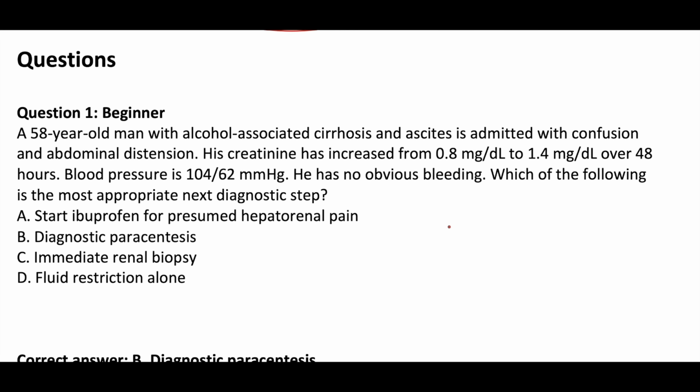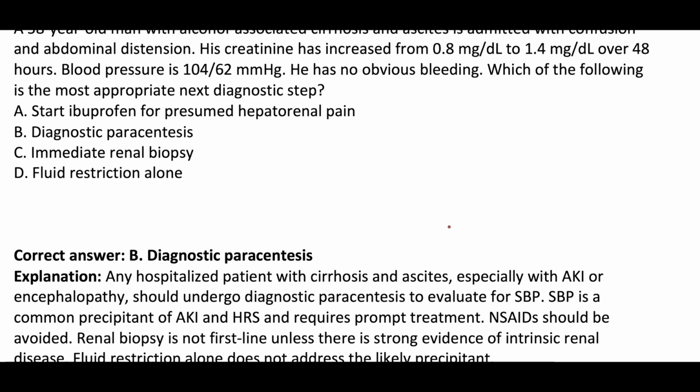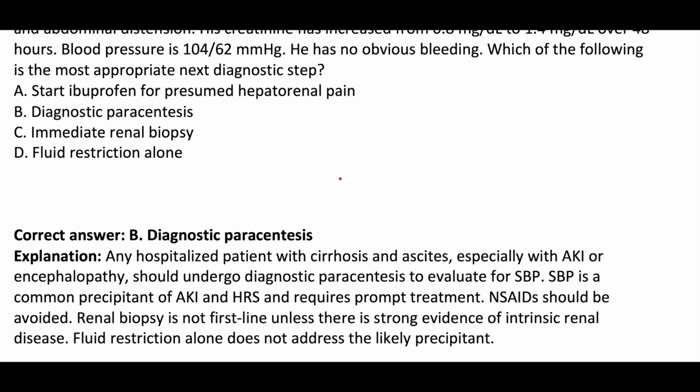The correct answer is B, perform a diagnostic paracentesis. So remember, any hospitalized patient with cirrhosis and ascites, especially one with acute kidney injury, should get a diagnostic paracentesis to evaluate for SBP. This is a common precipitant for AKI and HRS and needs to be promptly treated. You shouldn't be giving NSAIDs to this patient who's got acute kidney injury. You shouldn't be doing a renal biopsy unless you have strong evidence of intrinsic renal disease. And fluid restriction alone is not addressing the underlying precipitant.